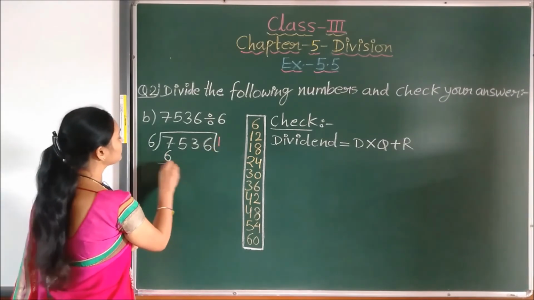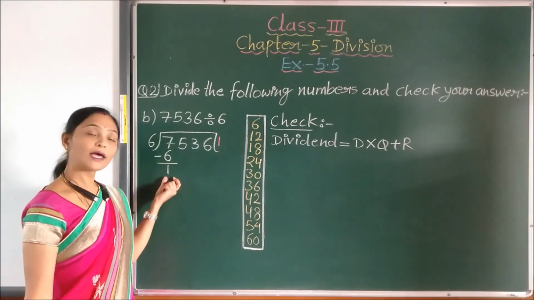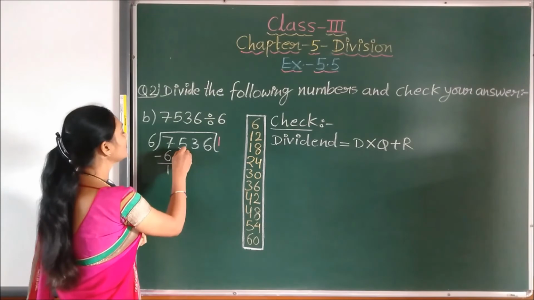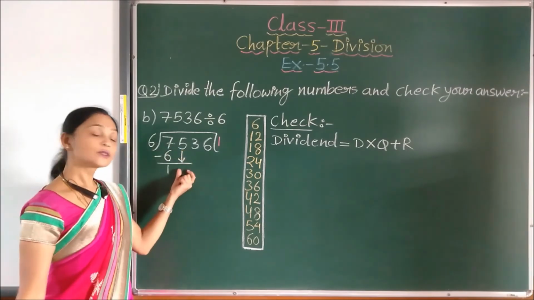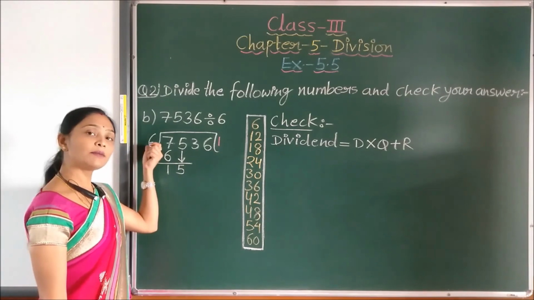Yes, now we will subtract this. So 7 minus 6 how much? It is 1. Now we have to carry this 5 down, the second digit. So we will write this 5 here and we will read the 6th table again.